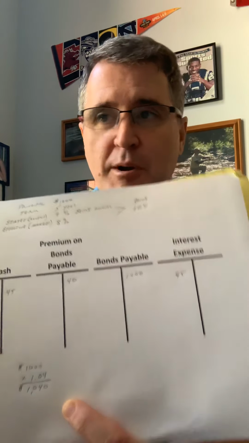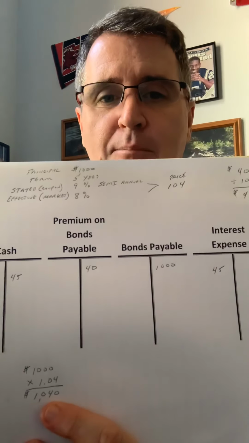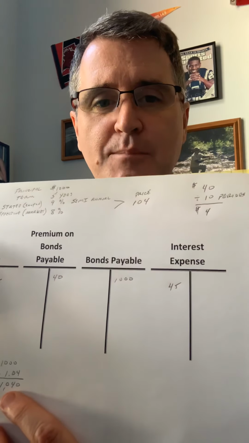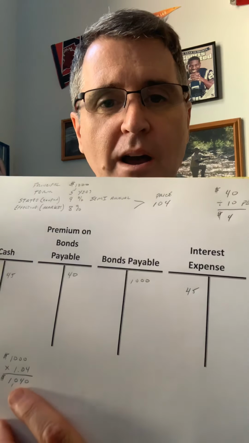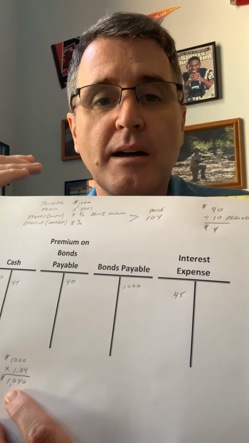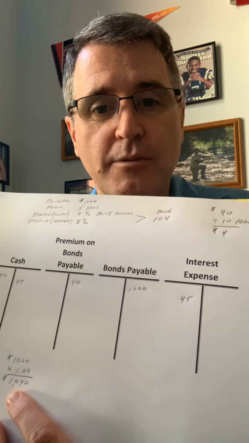I've got 10 interest periods. So I'm going to take the $40, this time divided by, once again, 10 interest periods. These are just things you're going to have to remember. So my amortization here is going to be $4 per 6 months, right? Per interest period, $4. So think about what amortization means again. Amortization simply means that I'm going to draw down that premium balance, right? I'm going to draw it down.